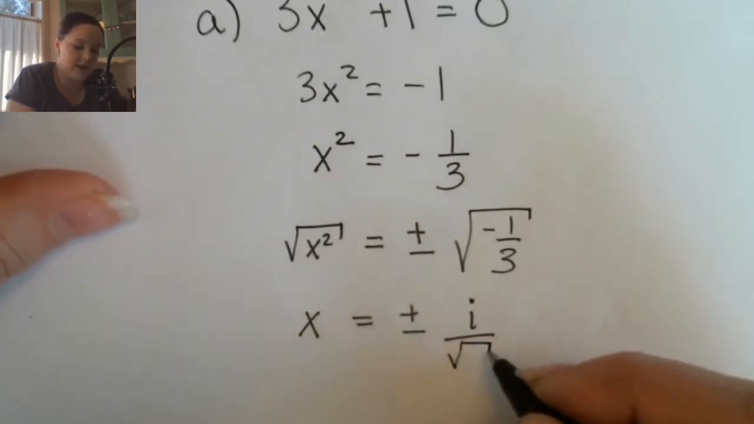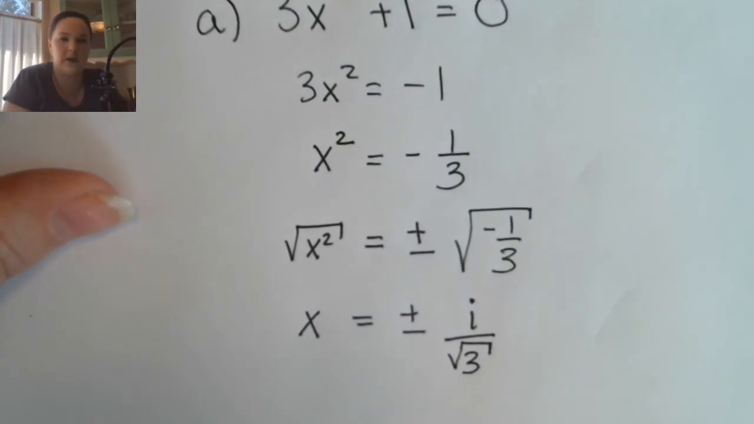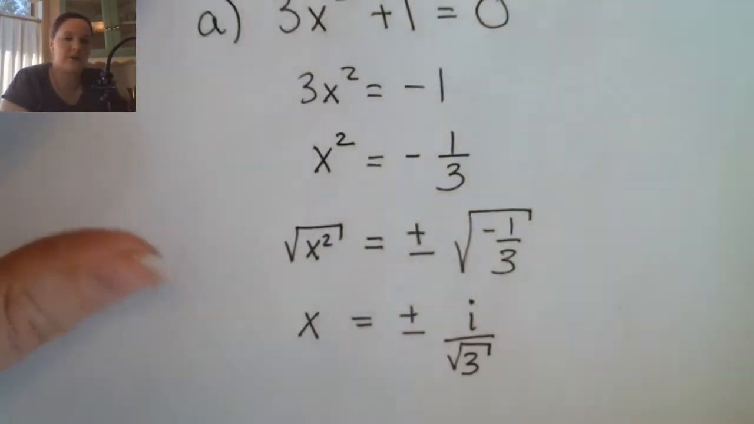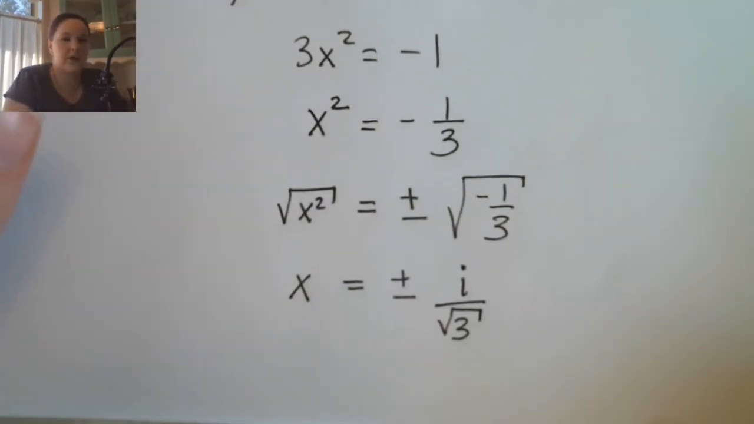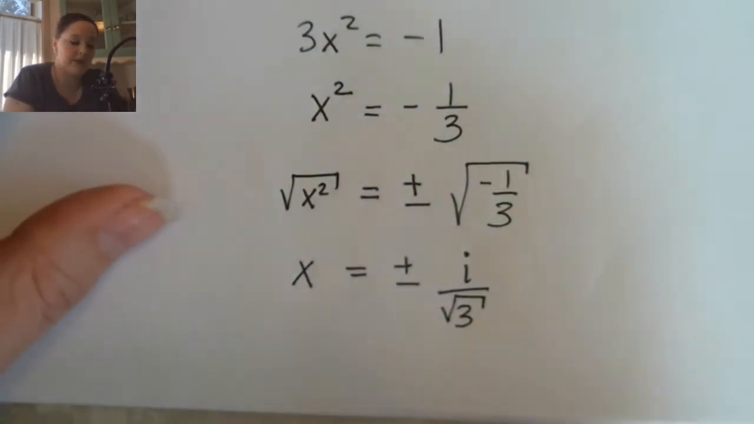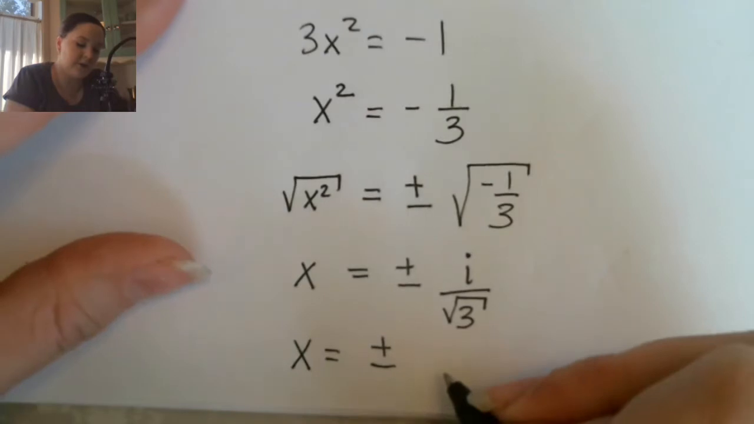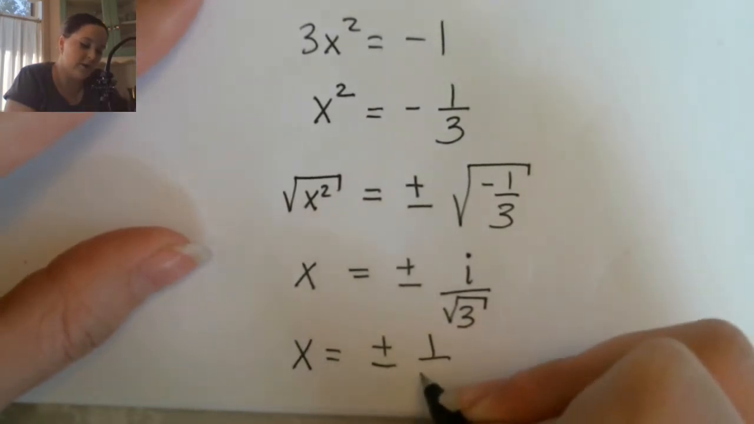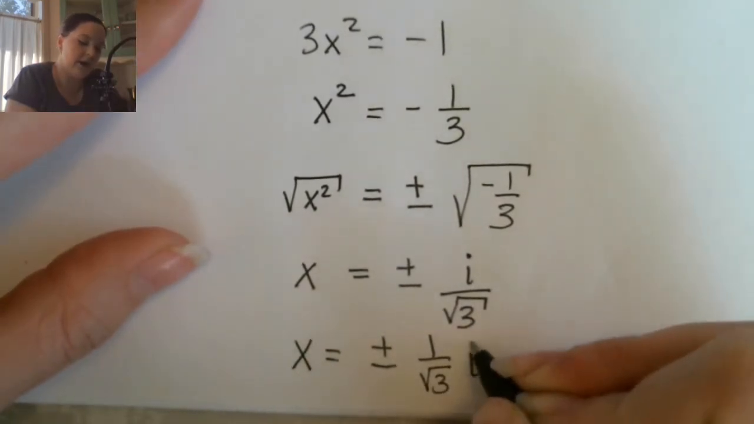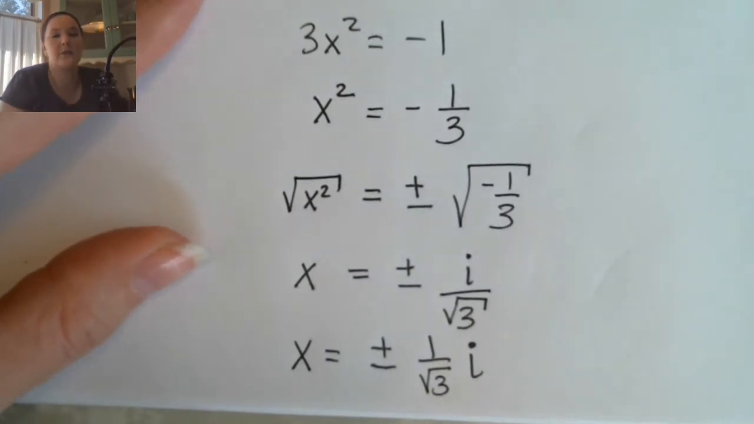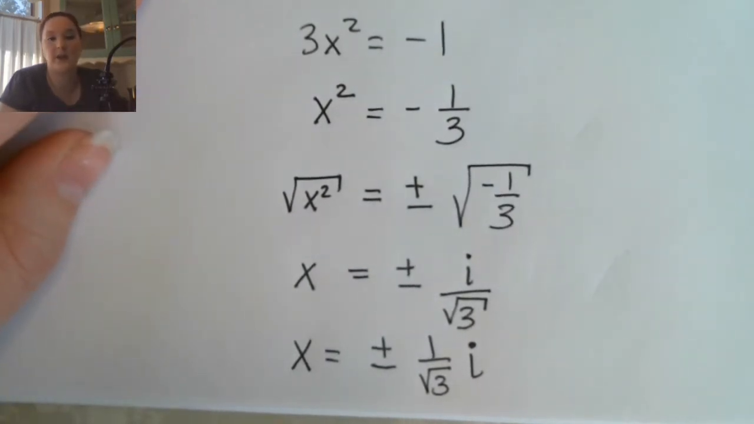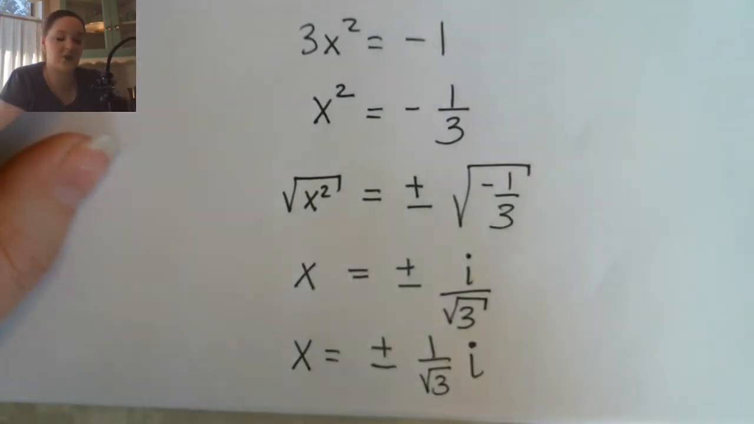Okay. And then we can't simplify root 3. Okay. So just to put this into the standard form that we talked about for complex numbers, right? You would have plus or minus 1 over root 3 i. Okay, so the real part is 0 and the imaginary part is either positive 1 over root 3 i or negative 1 over root 3 i. You're actually getting 2 different solutions here.